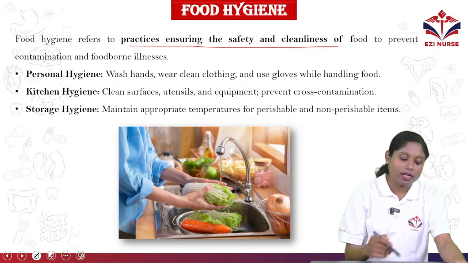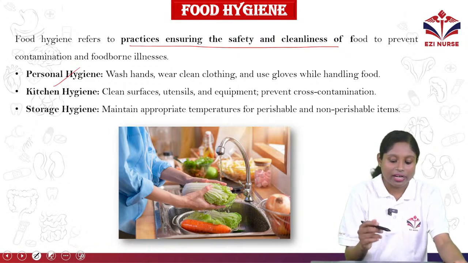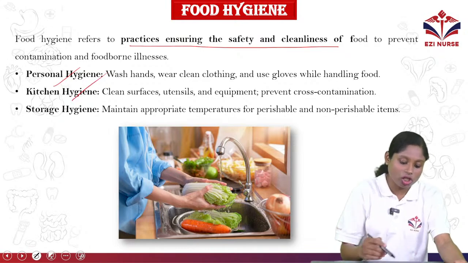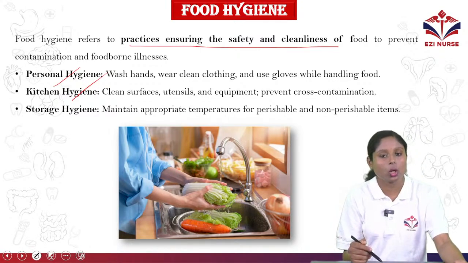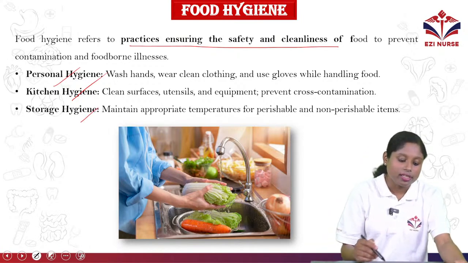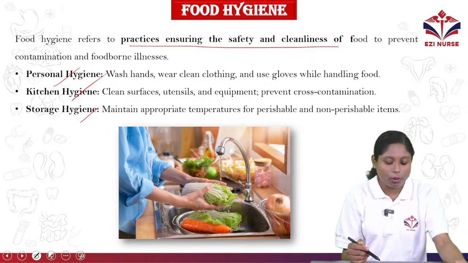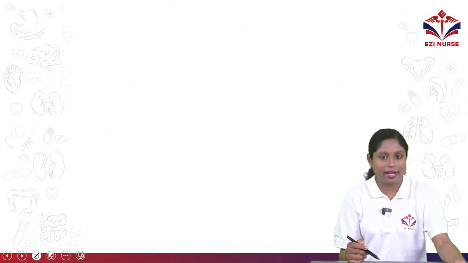So what are the main hygiene practices we need to follow? First is personal hygiene: wash hands, wear clean clothing and use gloves while handling food. Also kitchen hygiene: clean surfaces, utensils and equipment to prevent cross-contamination. Storage hygiene: maintain appropriate temperature for perishable and non-perishable items. So this is food hygiene.